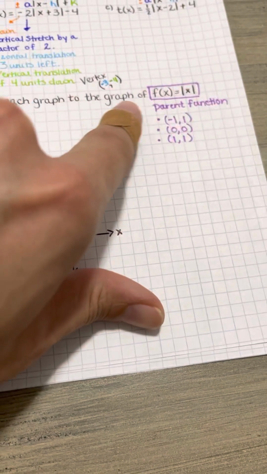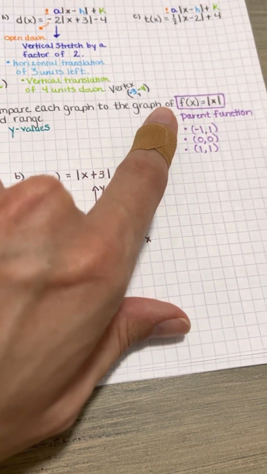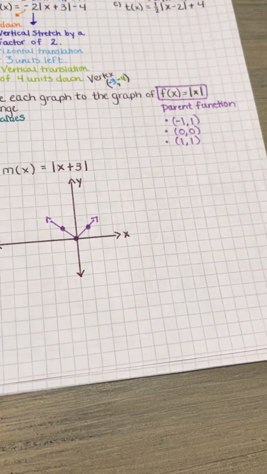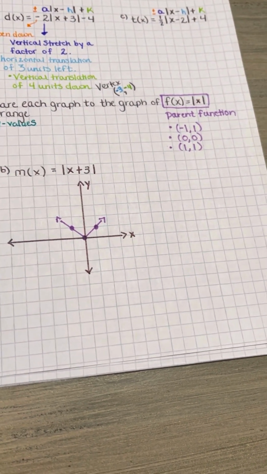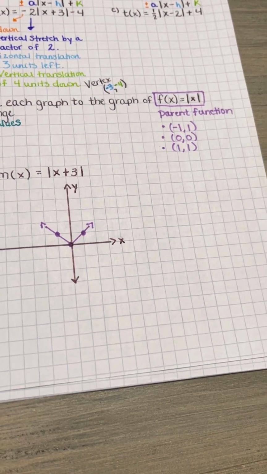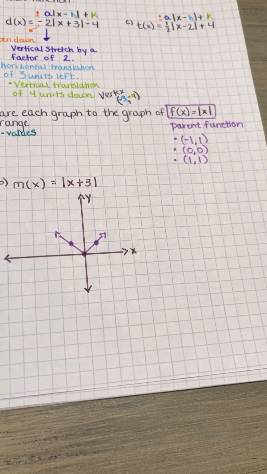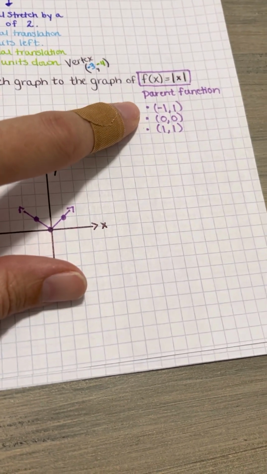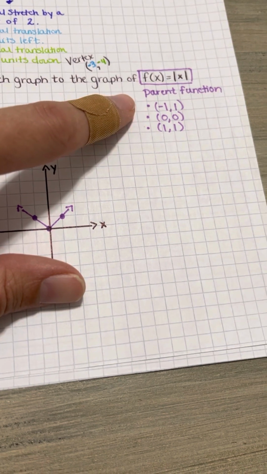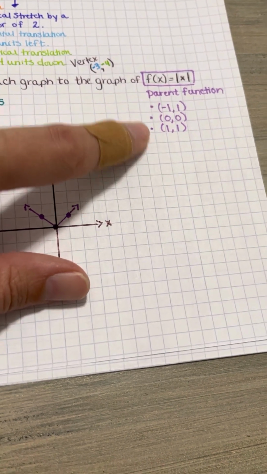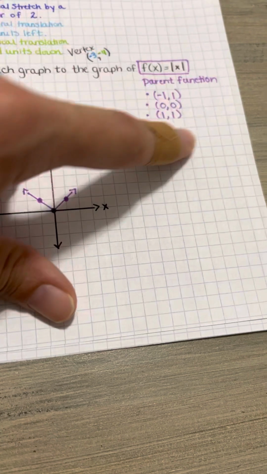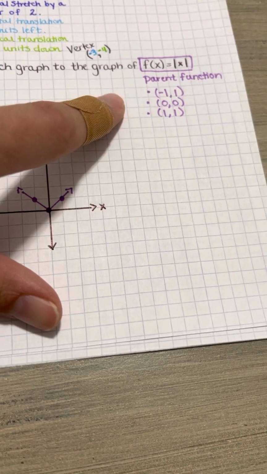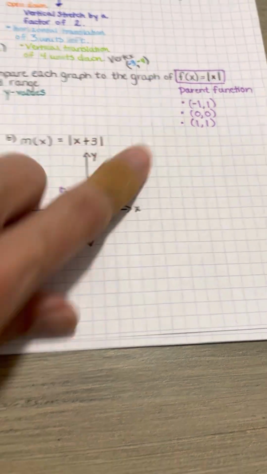Notice that I put a light purple box around here. This is referred to as our parent function. And basically all absolute value graphs are going to stem from that. So when we're graphing, we're going to reference that. And what I need you to remember here are these 3 points: (-1, 1), (0, 0), and (1, 1). These 3 points make up our parent function. So we're always going to start with these 3: (-1, 1), (0, 0), and (1, 1).